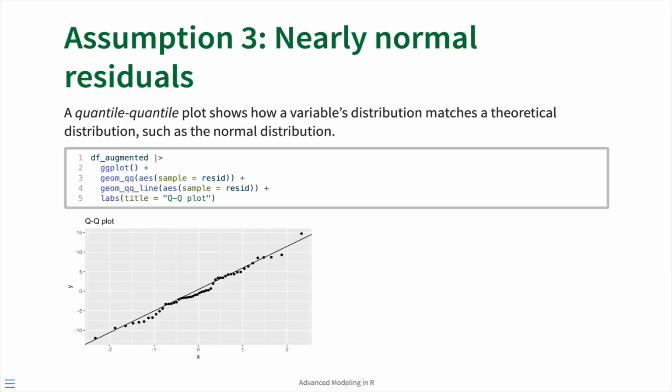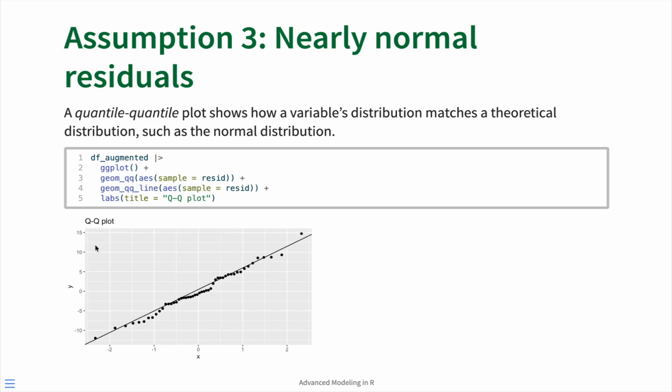The third assumption that we care about is that the residuals have a distribution that is close to a normal distribution. If you recall, a normal distribution was a particular type of unimodal symmetric distribution. And one of the easiest ways to determine this is to create a type of graph called a quantile-quantile plot, or a QQ plot for short. We can do this with functions that come with the ggplot2 package, geom_qq and geom_qq_line to create the reference line.